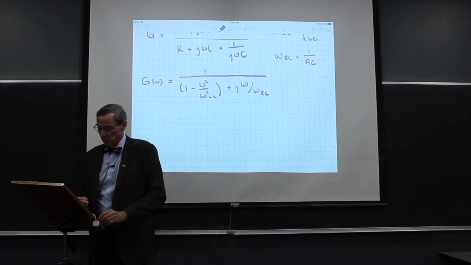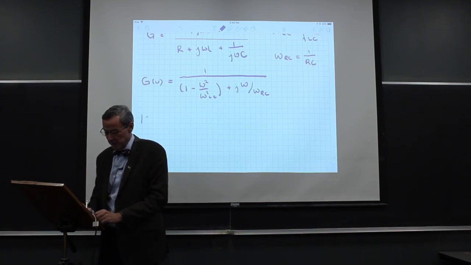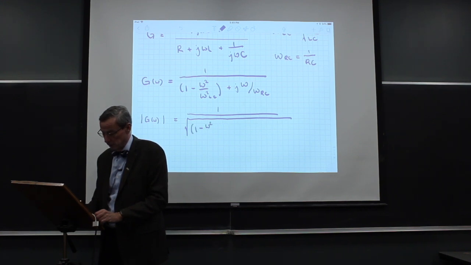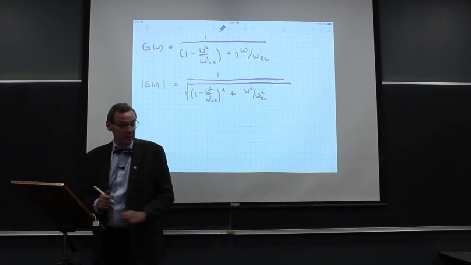To look at that, we need to take the magnitude of this gain, which we can do. It's just 1 over the square root of 1 minus omega squared over omega LC squared, all squared, plus omega squared over omega RC squared. So there is the magnitude of the gain.